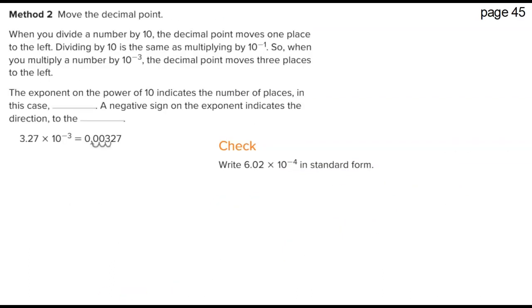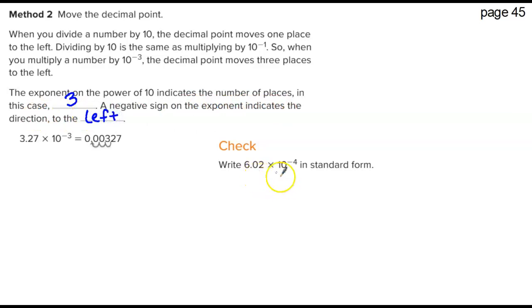Okay, when you divide a number by 10, the decimal point moves 1 place to the left. Dividing by 10 is the same as multiplying by 10 to the -1. So when you multiply a number by 10 to the -3, the decimal point moves 3 places left, which we've already seen. The exponent on the power of 10 indicates the number of places, in this case 3. A negative sign on the exponent indicates the direction to the left.